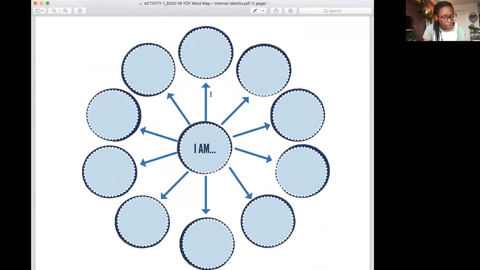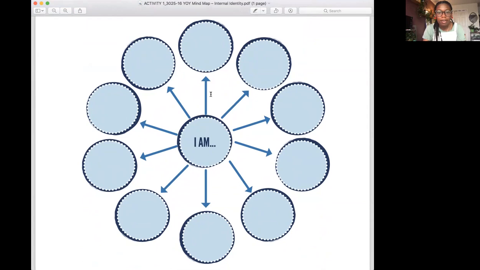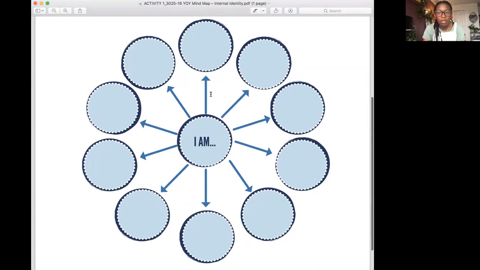So if you have a pencil and a piece of paper, you can draw this out, or you can print it out with the link below. And we're going to take a couple of minutes to complete this. Now, I'm going to leave this up on my screen. So for my friends who are going to draw it out, they can. And also feel free to just make a list. It doesn't necessarily have to be bubbles.